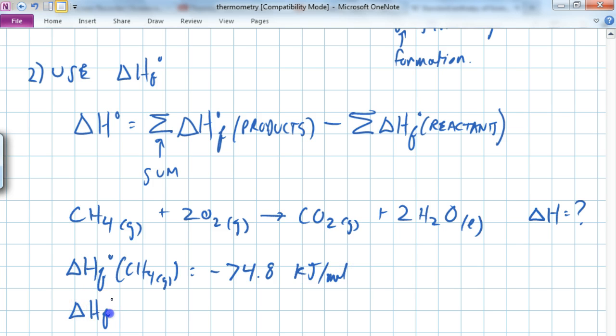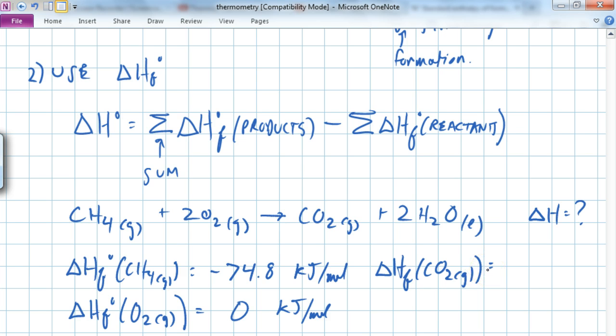Now the heat of formation for O2 gas. I'm looking up the delta H for O2 gas, but I don't see it on here. Why is that? Because it's 0. That's right, 0 kilojoules per mole, because O2 gas is an element in its standard state. Delta H of formation for CO2 gas, however, is on the table, and that is negative 393.5. That number should look a little bit familiar from this lecture, and that's per mole.